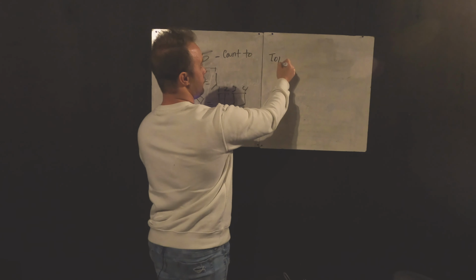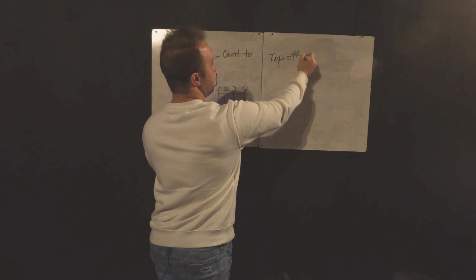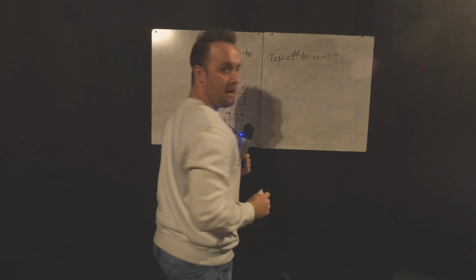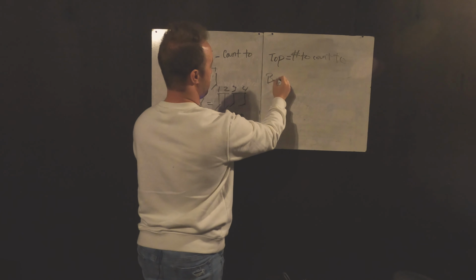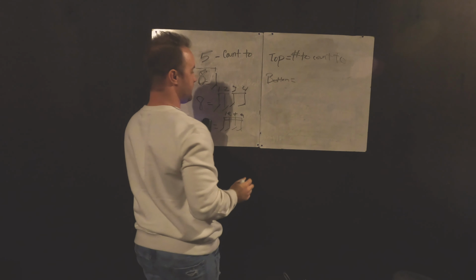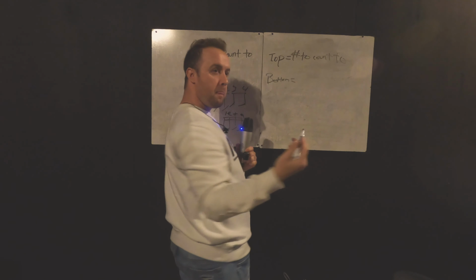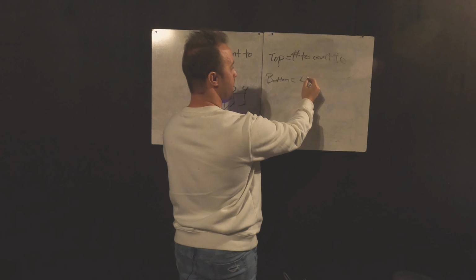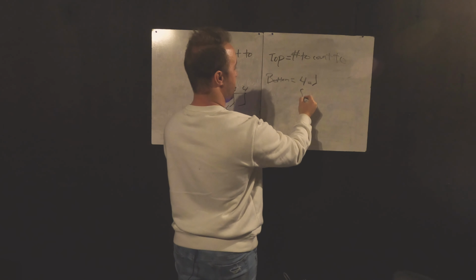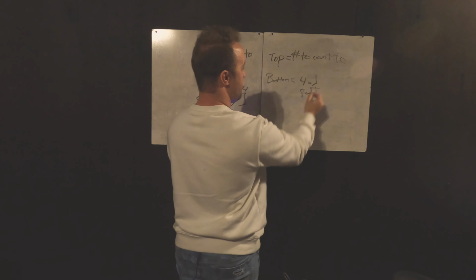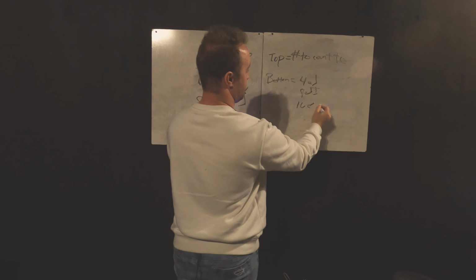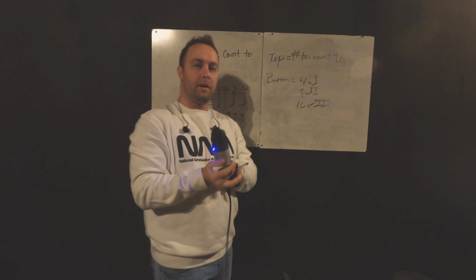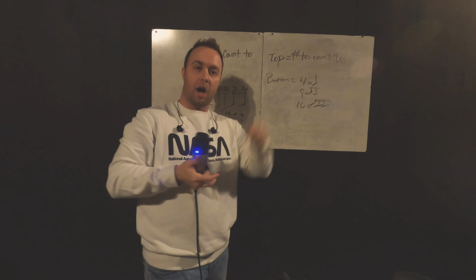So, guys, at the end of the day, the top number equals the number to count to. Bottom number equals essentially the subdivision. So, 4 equals quarter note. 8 equals eighth note. 16 equals 16th note.